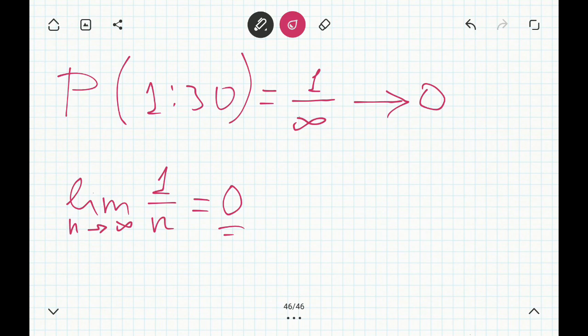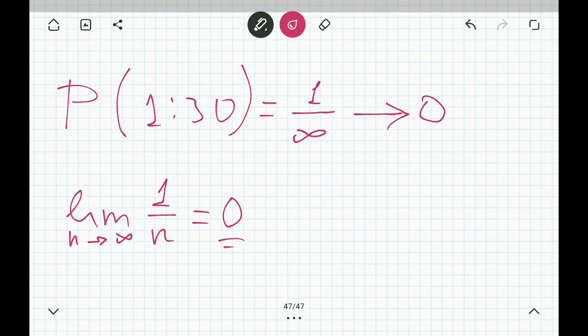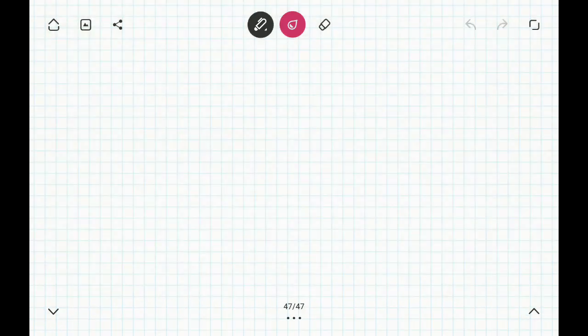So we have to either change the definition, or we have to find another concept which will still show us the likelihood of the event, but which won't be the same as the probability. Well, let's try.